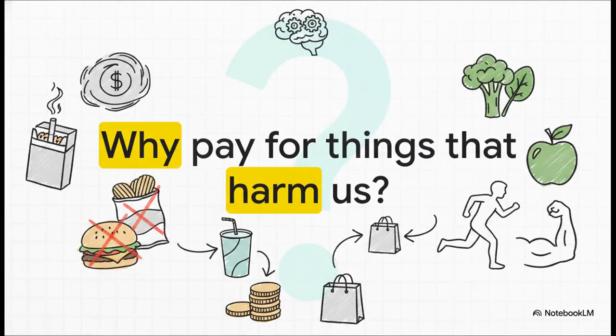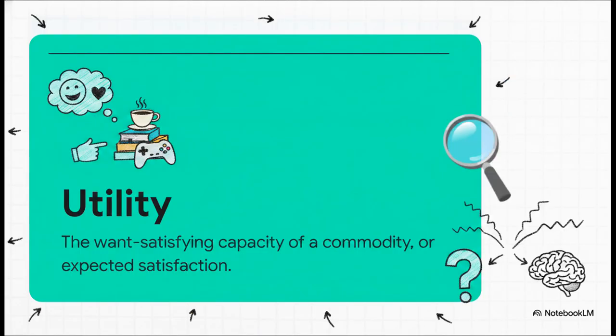So let's kick things off with a bit of a brain teaser. Why do consumers consistently buy things like cigarettes or junk food that have known, proven negative impacts on their health? I mean, if we're rational beings, shouldn't we only spend our hard-earned cash on things that are strictly good for us? Well, the answer to that lies in a foundational concept in economics called utility.